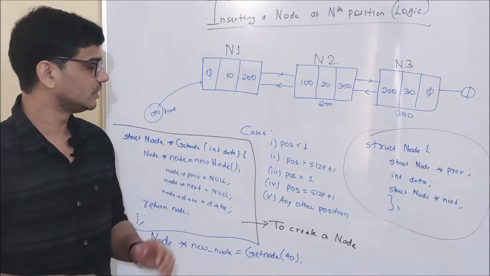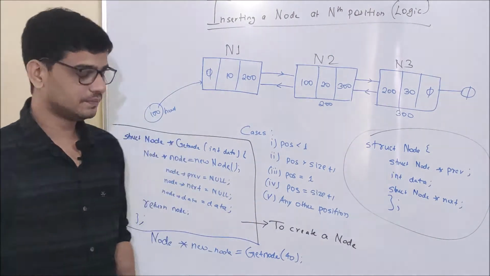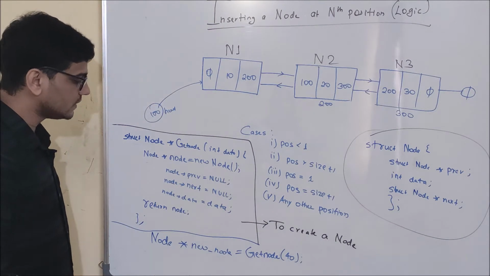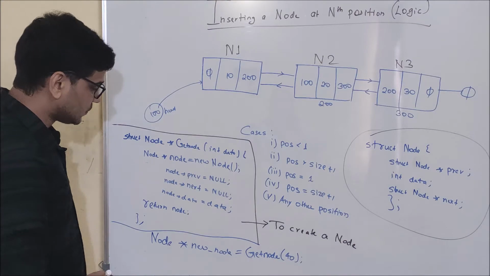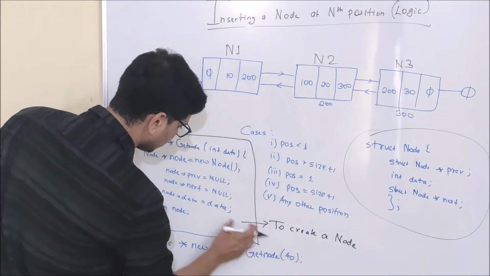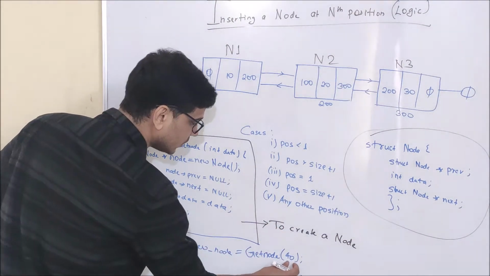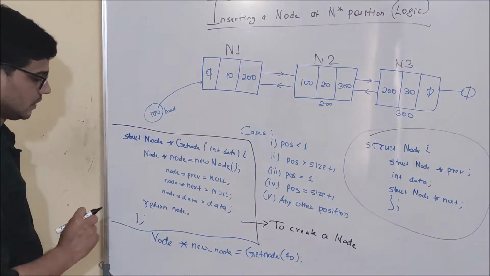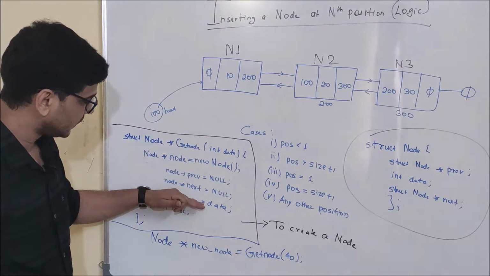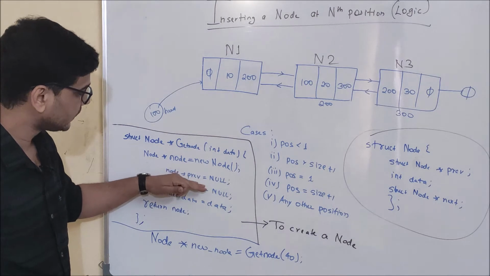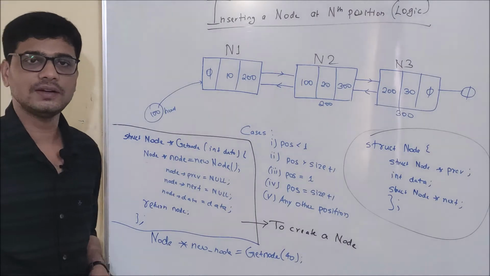Now let's come to case 3. So what is case 3? Case 3 is position equal to 1. In this case, first of all, we need to create a node. Suppose using this getNode function I have created a node, and suppose the user wants to insert 40 at the first position. First of all, this function will create a node and then update the previous pointer, next pointer, and data part. And here it is returning the pointer to it.